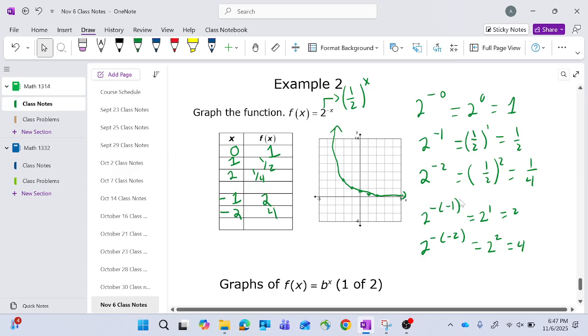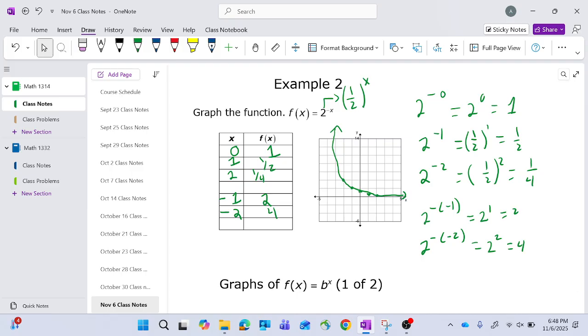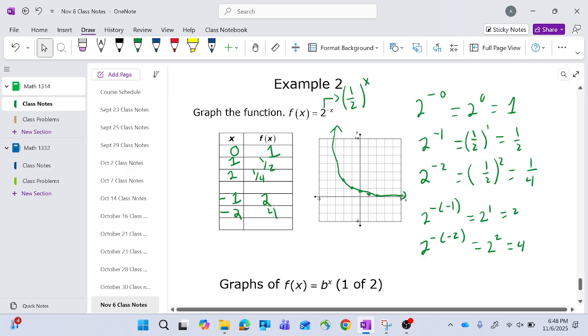And honestly, with these functions, if you graph 1 point, that's all you need. If you have 1 point, you're good to go. You don't need anything else than that. All you need is 1 because you know the shape, right? It's kind of curved like that. So once you have 1 point, you kind of know where the rest of it's going to go. Just graph it normally.